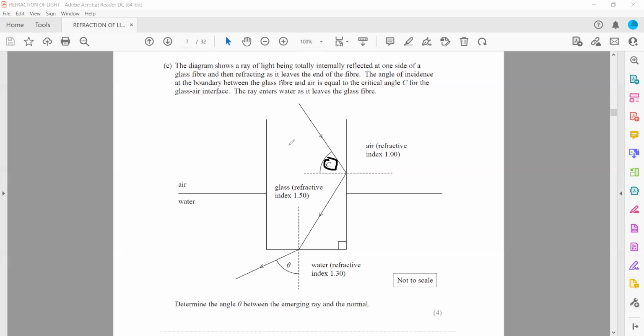So first, we are taking an interface moving from glass to air. So the angle of refraction will be 90, because, as I mentioned, it is a critical angle. So this angle will be 90. Refractive index n1 is 1.5, and theta 1 is equal to the critical angle. Refractive index n2 is 1, and theta 2 is equal to 90.